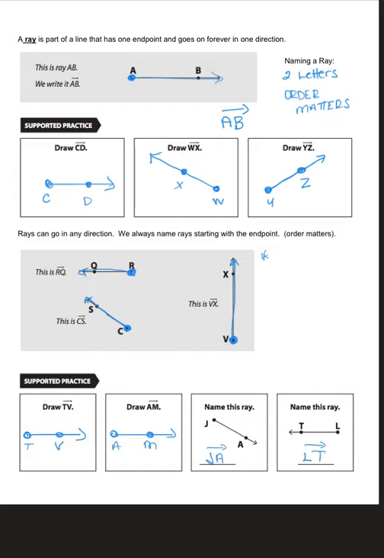Okay, and now you can check your answers. So again, for the first one, it had to start at point T and go toward V. The second one had to start at A and go toward M. The third one, when we name it, we know it has to start with J, and then A has to be your second point. And the last one, you had to start at L, and it has to go toward your T. So that pretty much sums up points, lines, segments, and rays. That means we only had planes left, which we're going to talk about here in just a little bit in the next video.